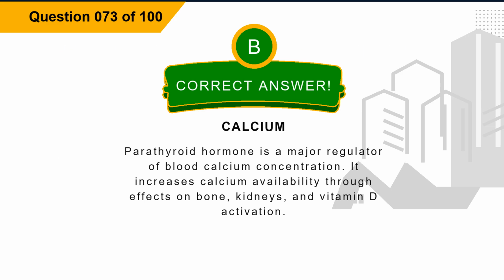Explanation. Parathyroid hormone is a major regulator of blood calcium concentration. It increases calcium availability through effects on bone, kidneys, and vitamin D activation.